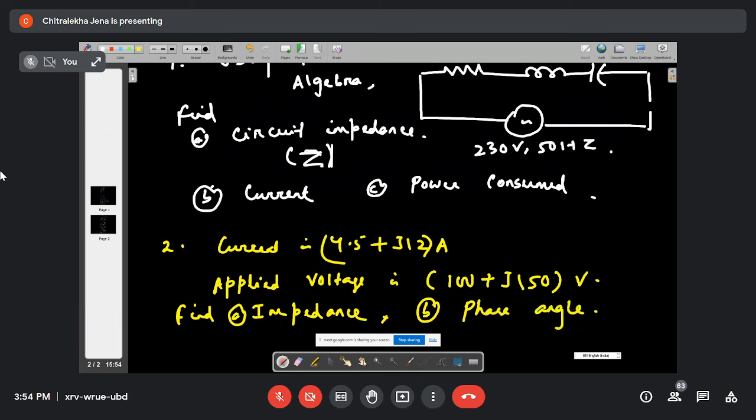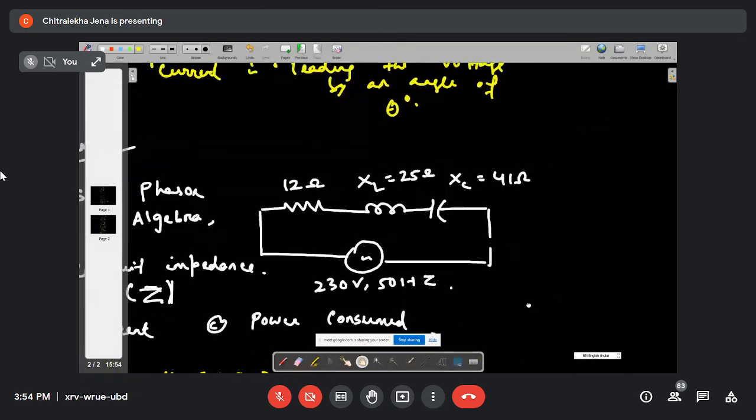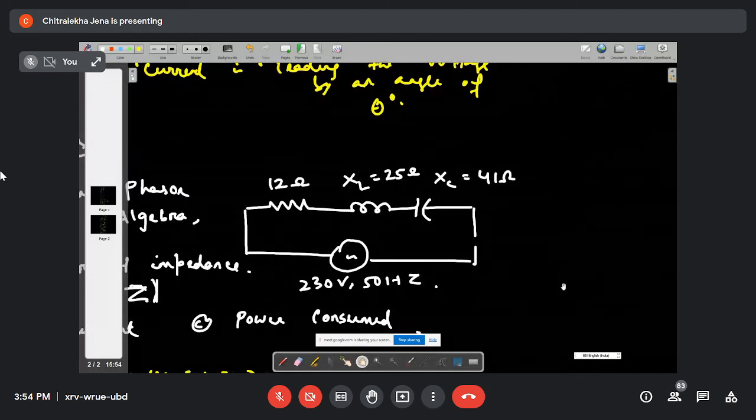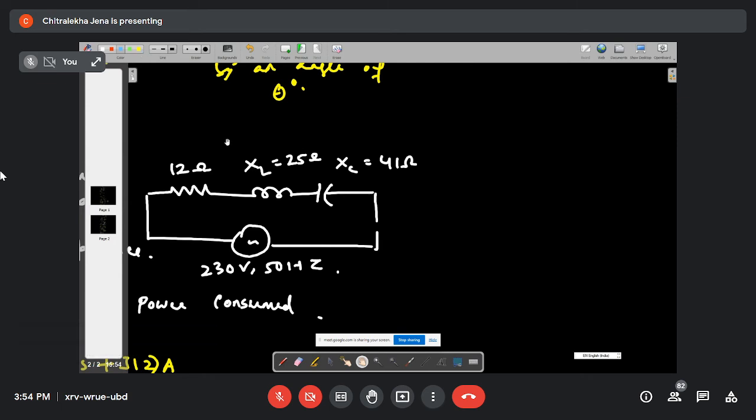Yes, done? Tell me how far you have got. What is the impedance? Tell me first. Ma'am, 12 minus 16J. Who answered? I should know. Tell your name. Ma'am, Vaishnavi. Always Vaishnavi will answer. Rest, answer. Z is equal to R plus J, what is the formula? XL minus XC.